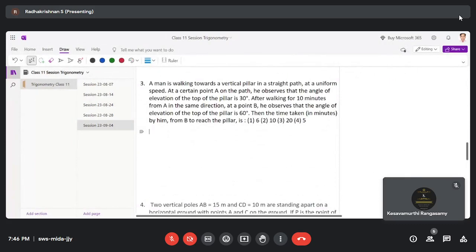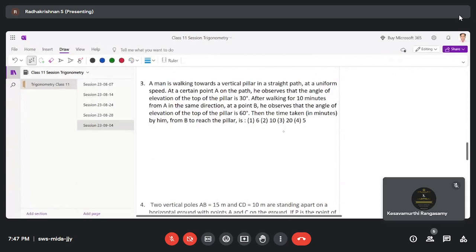A man is walking towards a vertical pillar in a straight path at a uniform speed. At a certain point A on the path, he observes that the angle of elevation of the top of the pillar is 30 degree. After walking for 10 minutes, for him to reach the pillar from B.